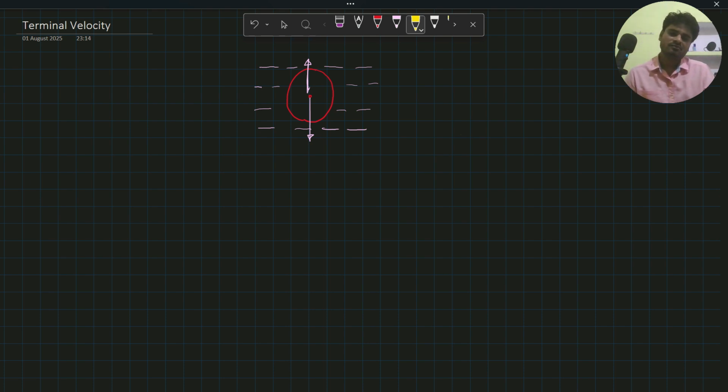When a freely falling solid ball in a liquid, so let us say that this solid has density rho solid and its radius is r, and the liquid in which it is falling is rho liquid.